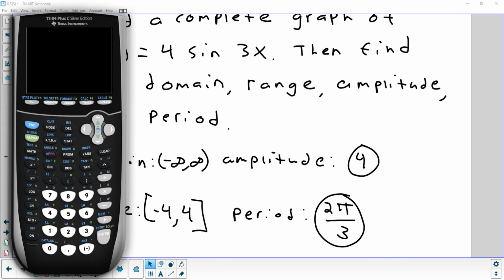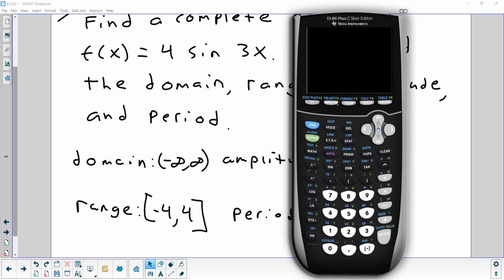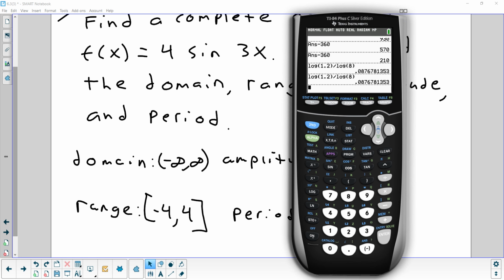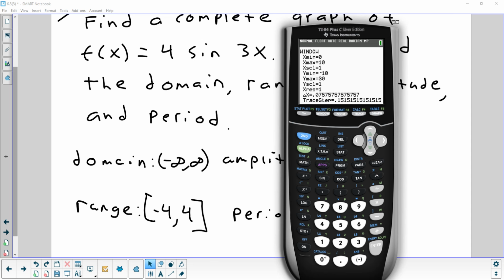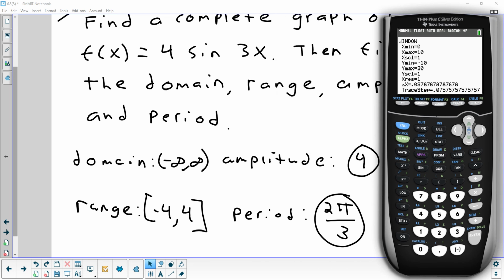Okay, so now let's set our graph up, and I want to show 2 cycles. What I'd asked before on the test is, what's your x min, x max, y min, and y max? All right, so let's put in 4 sine 3x. Go to our window. My x min, I'm going to do 0. And what should x max be if I want to show exactly 2 cycles?